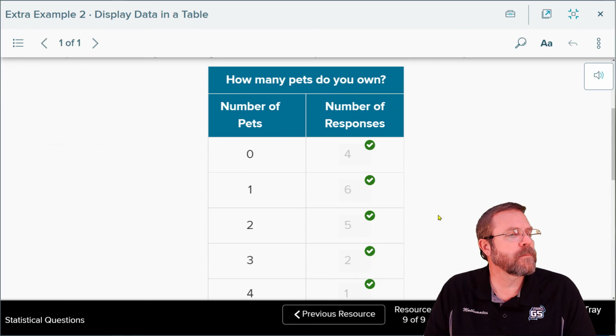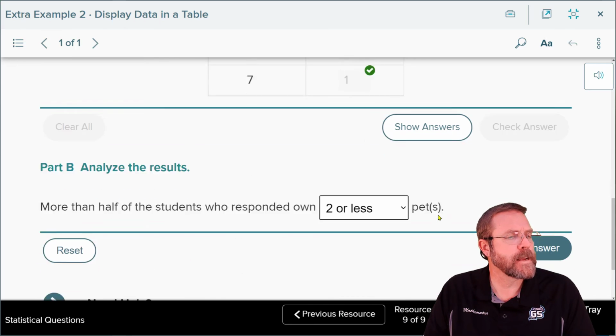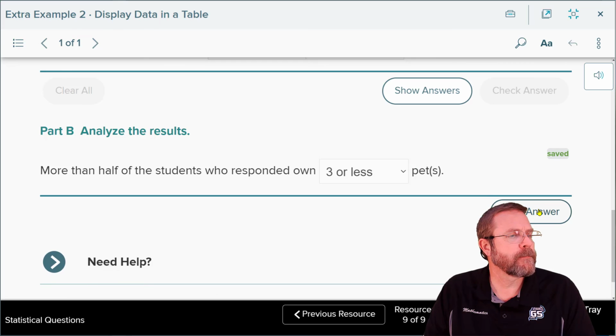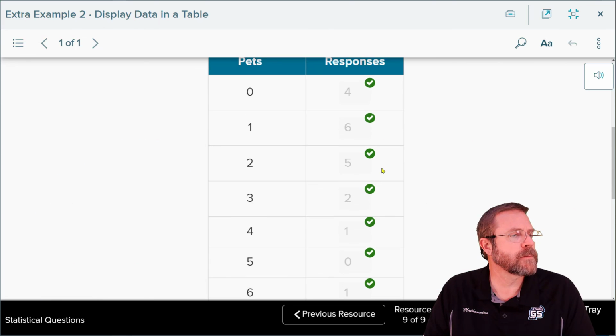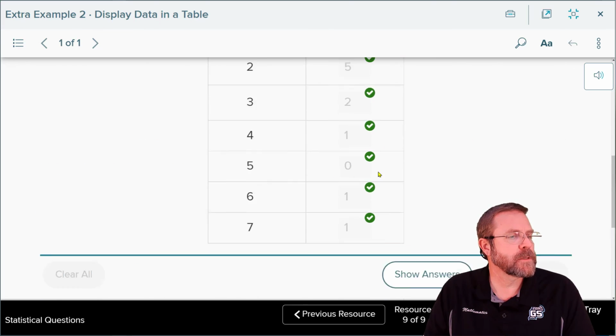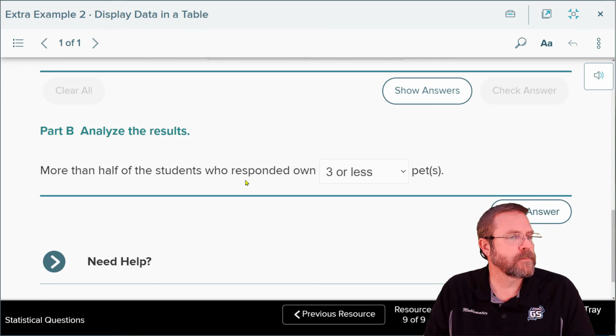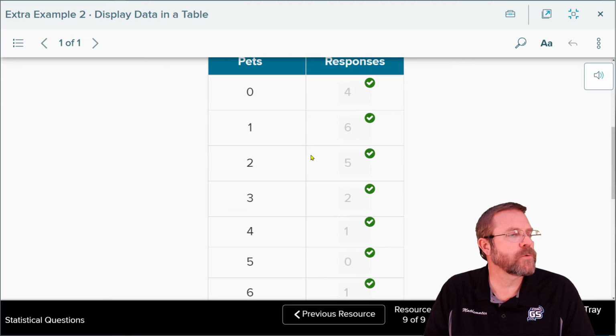Well, what does it say there? It says 3 or less, and that doesn't make any sense because half of 20 is 10. Yeah, their answer's wrong. It should be 2 or less on that one.